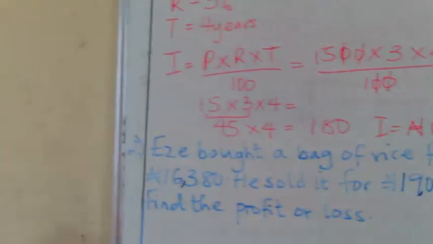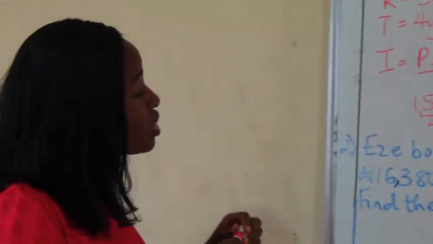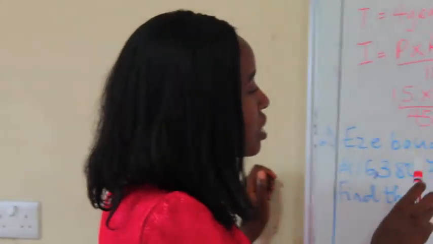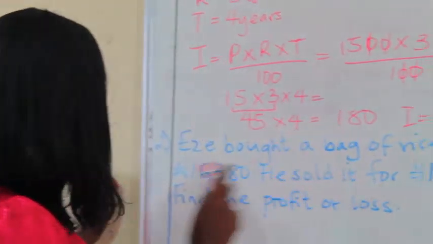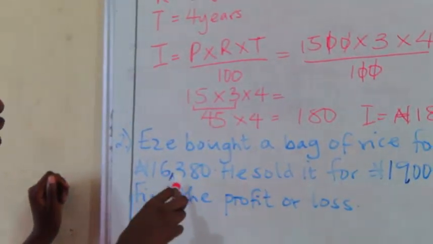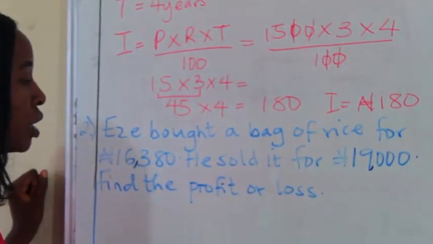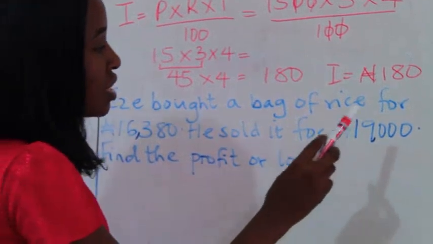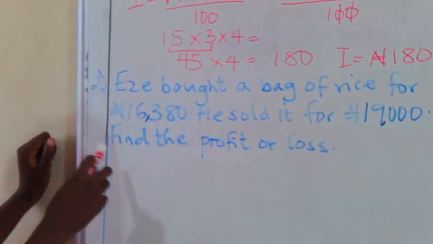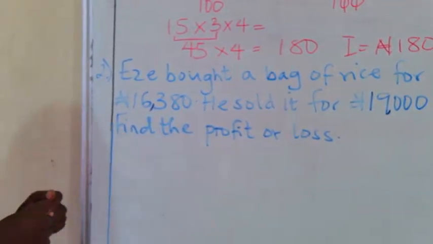Alright. The second question says, Eze bought a bag of rice for 16,380. He sold it for 19,000 naira. Find the profit or loss.